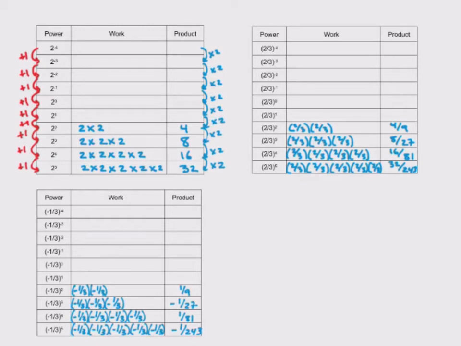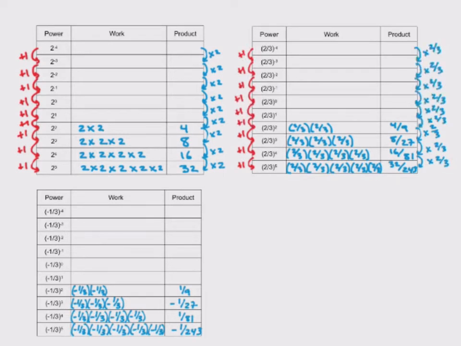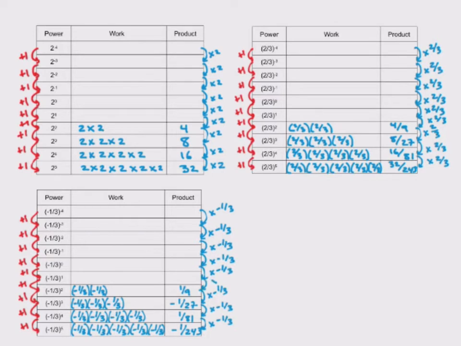And of course, for the 2/3 table, every time our exponent went up by 1, we were multiplying by another 2/3, so our product got multiplied by 2/3. And of course, there's no reason to believe that this hadn't been happening the whole table. And last but not least, for the negative 1/3 table, of course, every time we increased our exponent by 1, we were multiplying by negative 1/3 one more time. So our product kept getting multiplied by negative 1/3. And again, there's no reason to believe why this hadn't been happening the entire table.